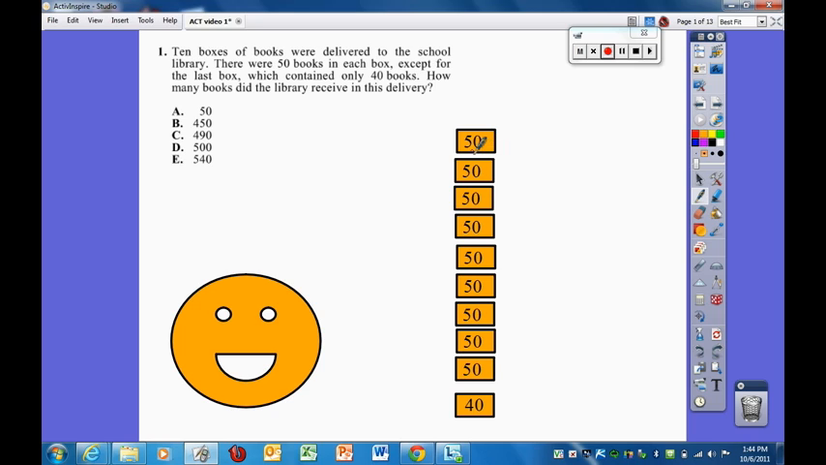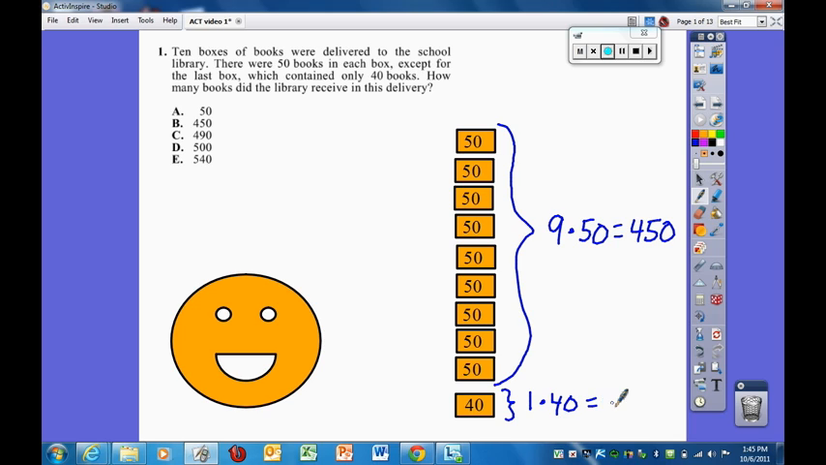Alright, in your mind you could take all of that and add it up, or you could think about this grouping where there's 50 books in each box as being 9 boxes times 50 books per box, or a total of 450 books. 9 times 50, 450. And this box right here, obviously, to be consistent, it is 1 box times 40 books per box equals 40 books. And of course, taking the 450 and adding to the 40, we get our final result.